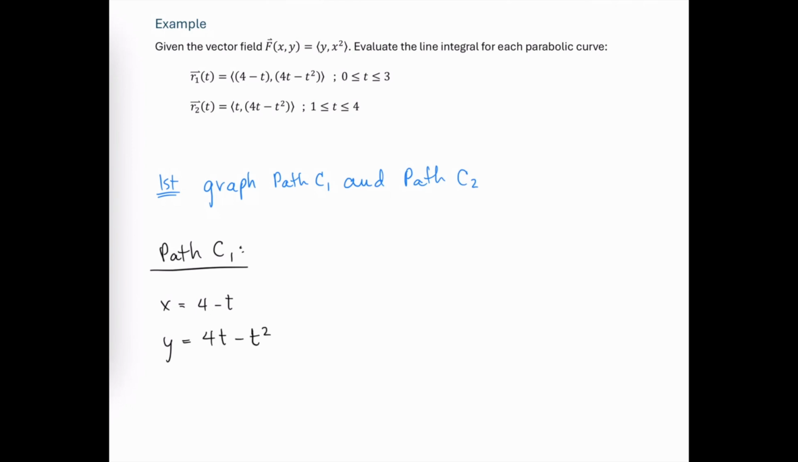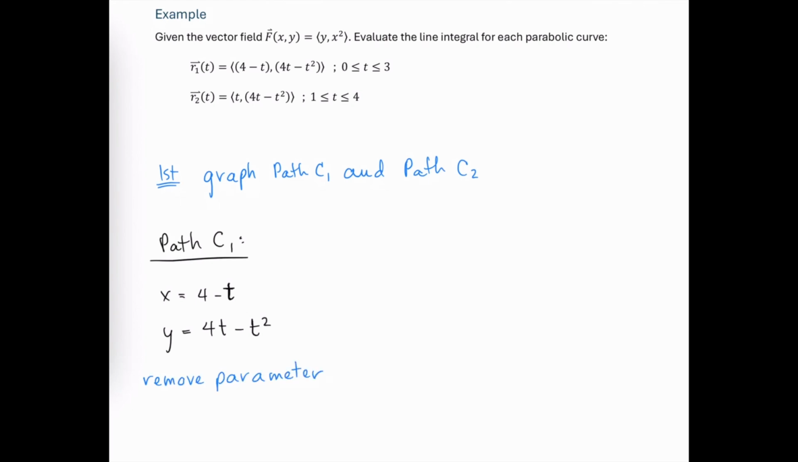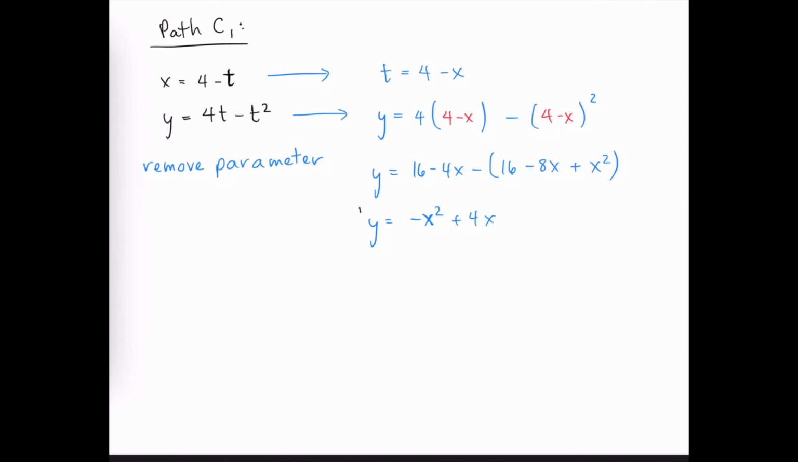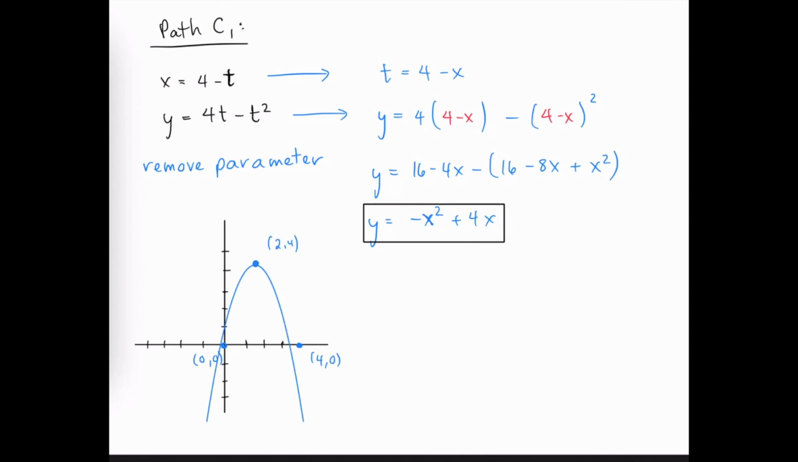4t minus t squared. Now, we can remove the parameter to get this curve in rectangular form by solving for t in this first parametric equation to get t is equal to 4 minus x, and then substituting that into the second equation, which is y is equal to 4t minus t squared, and we put that 4 minus x in for t. And when we simplify this, we get the equation of a parabola opening down with x-intercepts at (4, 0) and (0, 0), and a vertex point up at (2, 4).